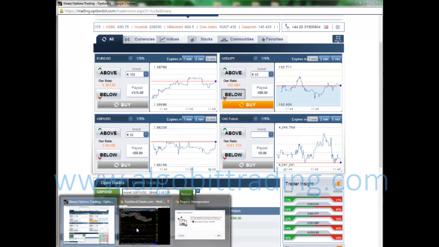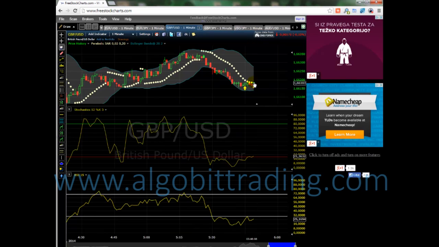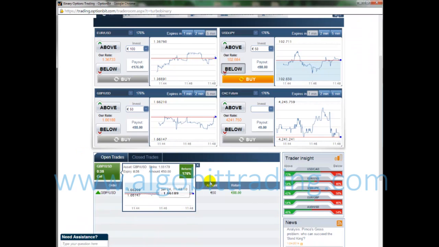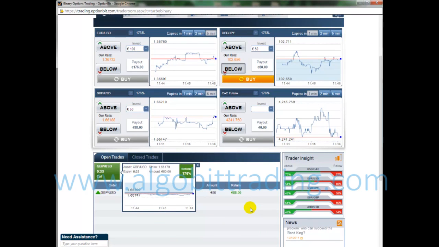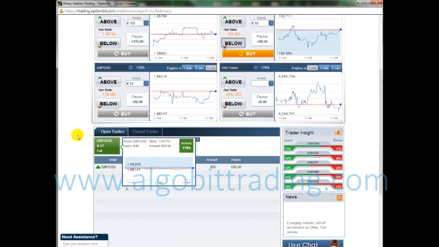Pound dollar, I want to check what's going on in the charts. So pound dollar, it just went up, as you can see here, and now it's in the green. I just want to wait for this trade to close, and if it closes in the green, I'm getting an additional €33. So you can see my account is now €3,171, and we'll wait for this trade to close.